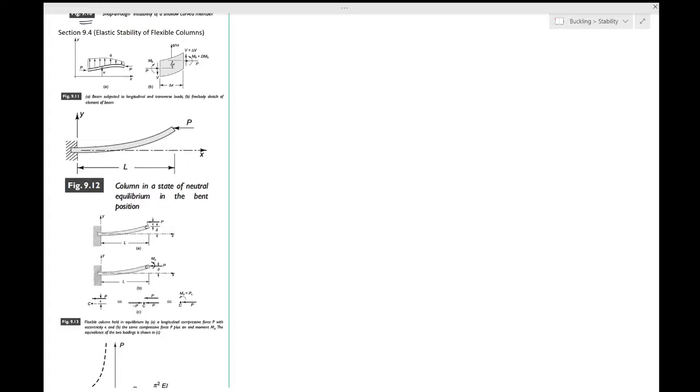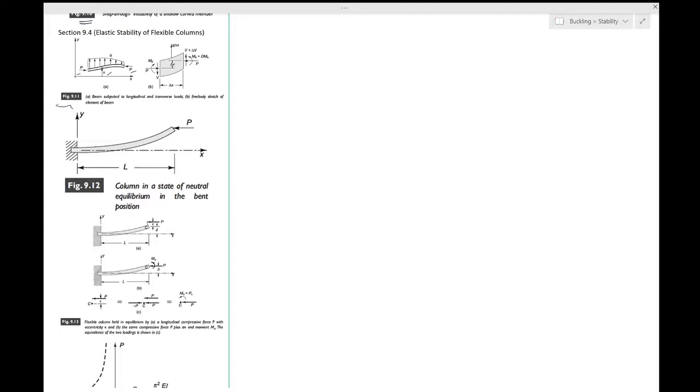So before considering the stability problem, we first derive the equations governing the bending of a beam subjected to longitudinal as well as transverse load. In this figure 9.11, we show a portion of a beam like this. It has a longitudinal force P and the shear force V. We also have this q of x, which is the force intensity.